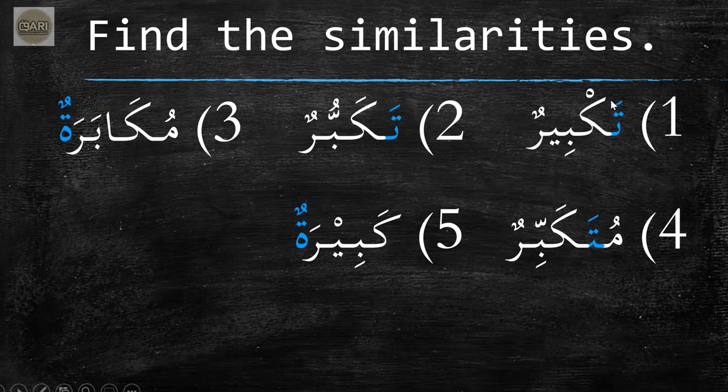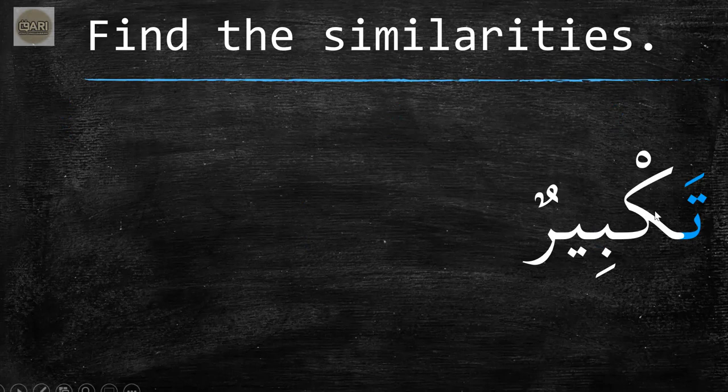Okay, so what we want you to notice is the idea that ta has been added to all of these words in addition to other things that might be there. You see the ta, more than three letters, all of them have the root ka, ba, ra. So our first word here is takbir, and that might be a very familiar word to you, takbir.